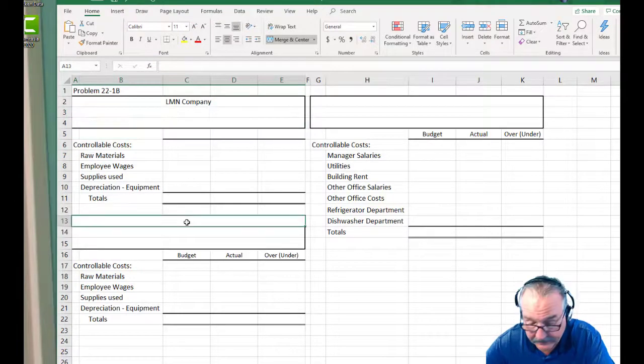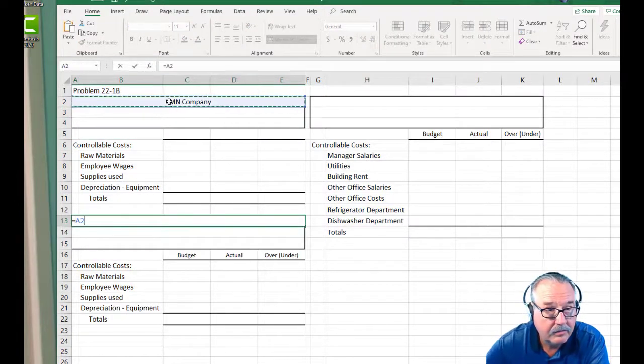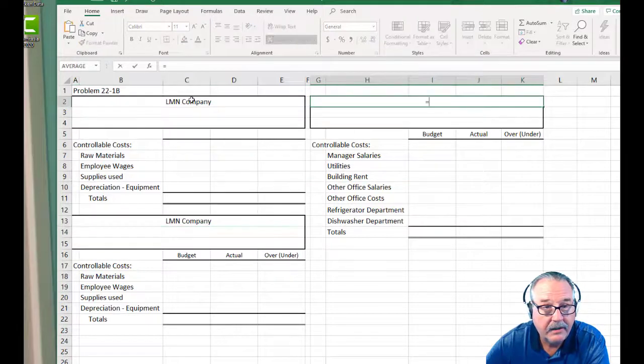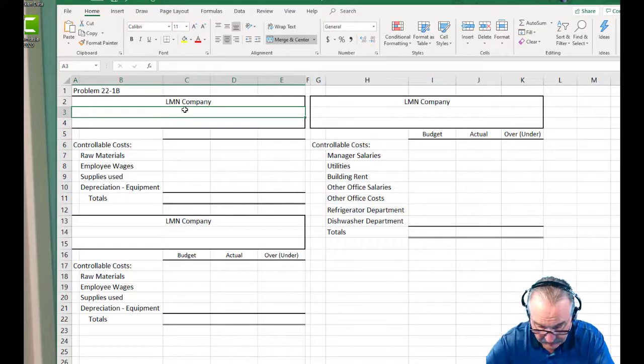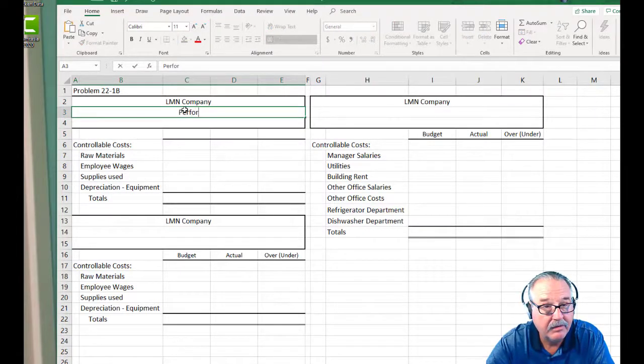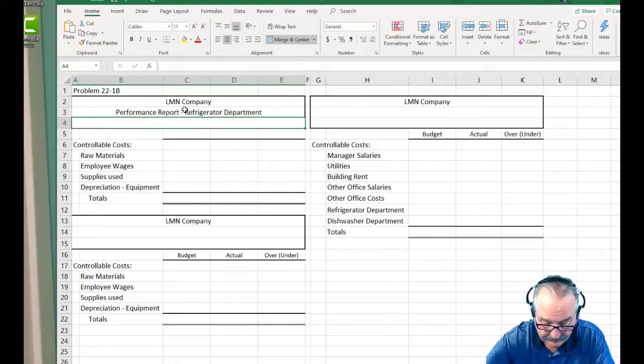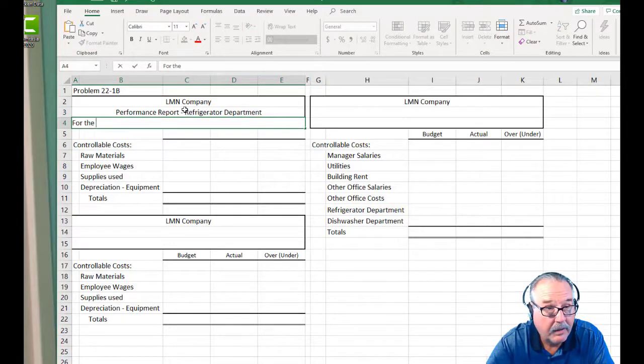And I can link this to each one of my headings because I'm going to have 3 different schedules or reports. The first one is going to be a performance report for the refrigerator department. And this is all for the month of April 2019.